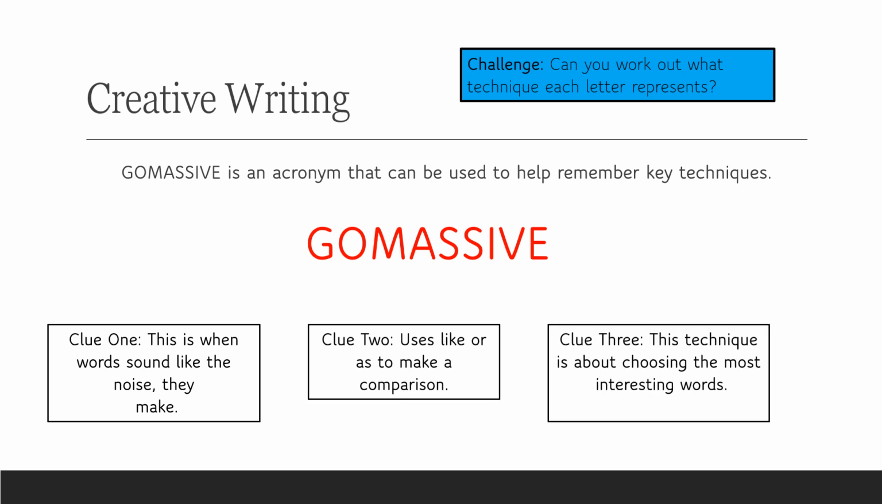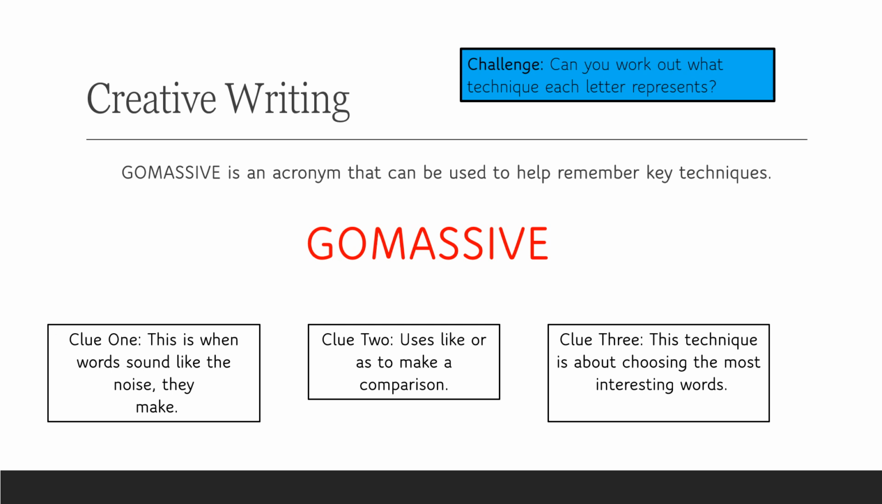So if you've done a bit of creative writing before, you will have heard of at least some of these, but it's important to try and think about how you can use the acronym and actually apply it to your own understanding and therefore use it within the assessment. So first thing to think about, clue 1. So this is when words sound like the noise they make. Clue number 2. This technique uses like or as to make a comparison. Clue number 3. This technique is about choosing the most interesting word.